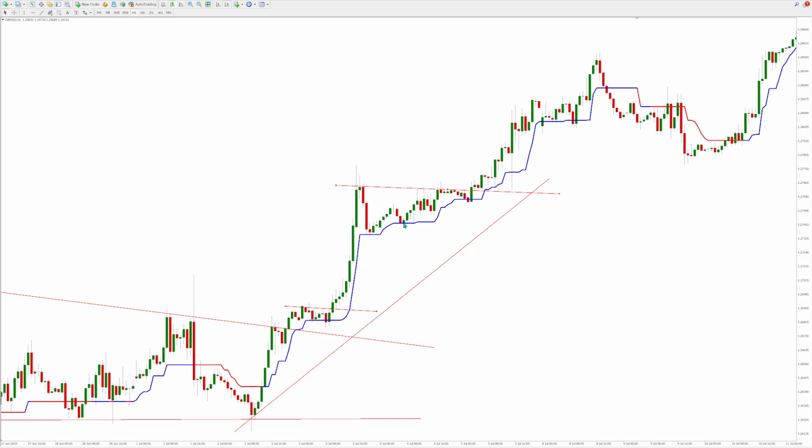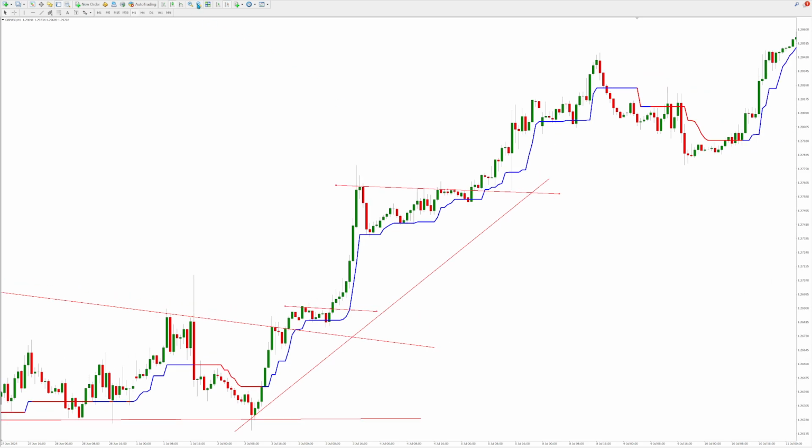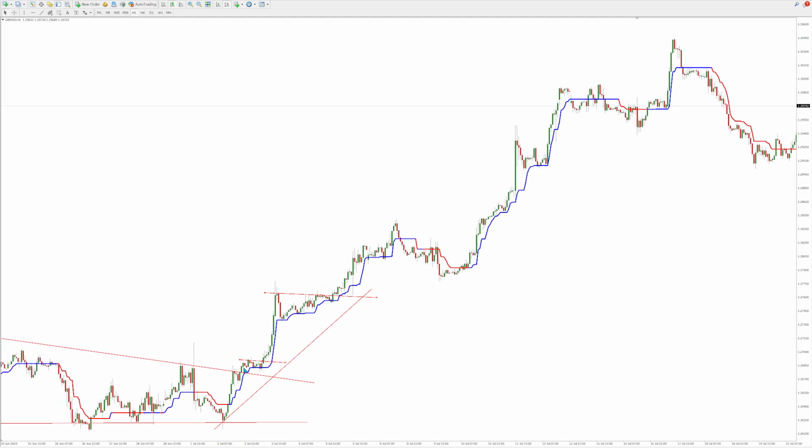Okay, you could argue you could enter on the pullback to the support level, but sometimes price will continue to pull back like here, okay, and go in the opposite direction. All right. So as I said, if we just zoom back out, the indicator would have perhaps kept us out of some obvious early opportunities in this particular trend.